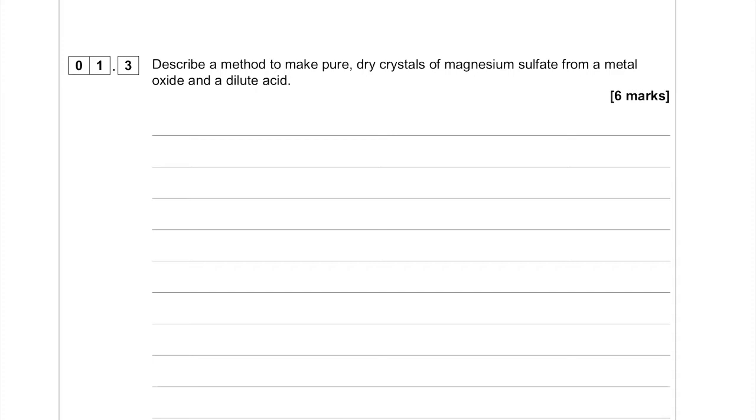Then part 3 is describe a method to make a pure dry crystal of magnesium sulfate from a metal oxide and acid. So if we break this magnesium sulfate down, we can find the sulfate ion. That's SO4 2-, and magnesium is just Mg2+ because magnesium is group 2. You can verify it through the periodic table.